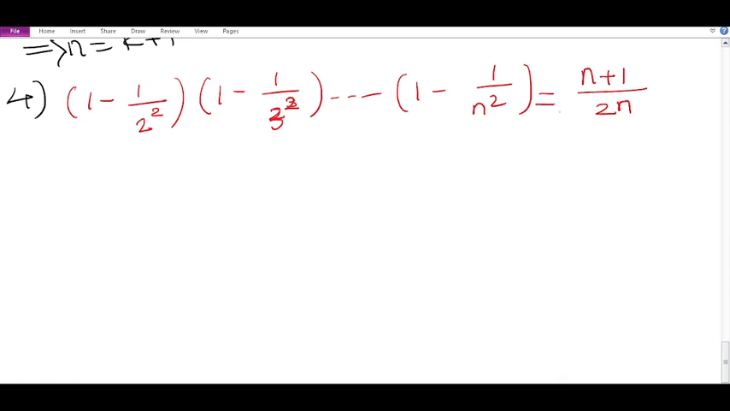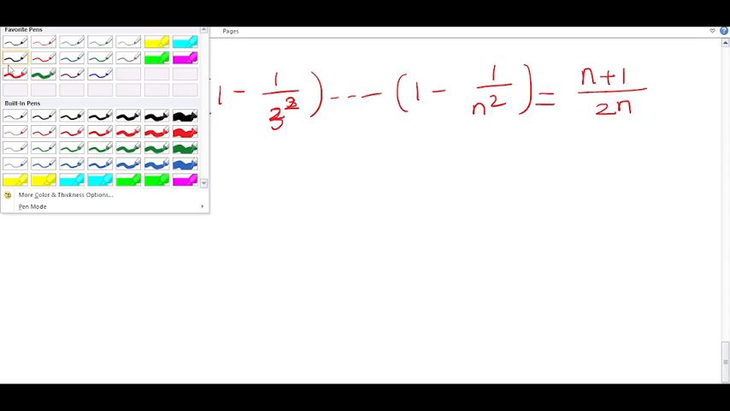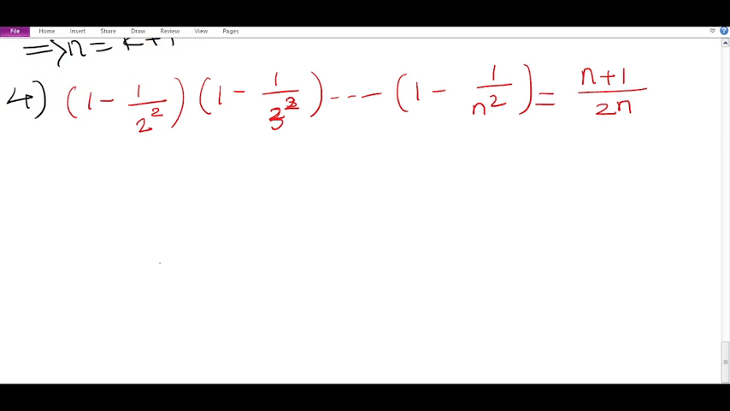Again, we want to show this for all positive integers. Again, we are going to use the same technique: apply mathematical induction. Step 1: show that the result is true for n equal to 1.